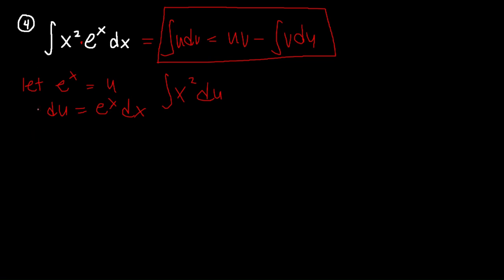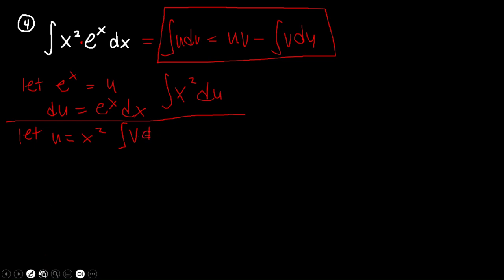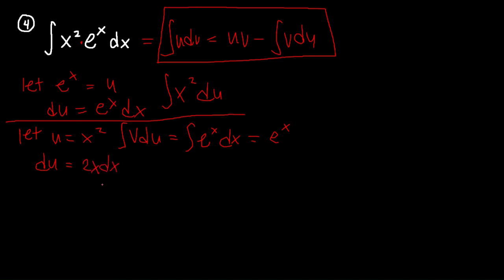So we can let u equals x squared instead for this, and then v is equal to the integral of dv, which equals the integral of e to the x dx, or you can just cancel these two out and be left with e to the x, basically the v. And then getting the derivative of v, I don't think that's needed, but getting the derivative of u, that's going to be 2x dx.